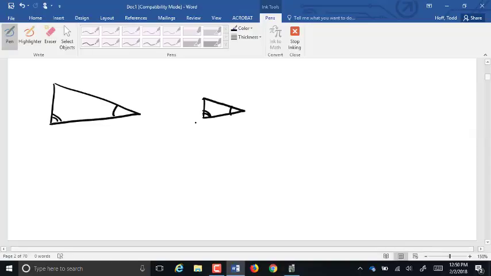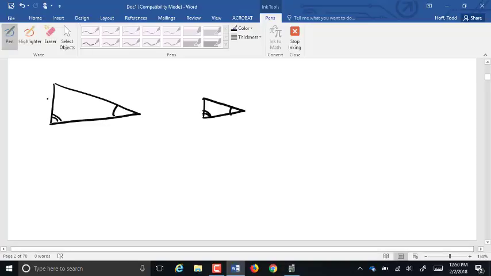All that's different is I've changed the sides. I've reduced the size of it. The same can be true if I enlarged it. The angles wouldn't change, just the lengths. The lengths change in a constant ratio. They are directly related.